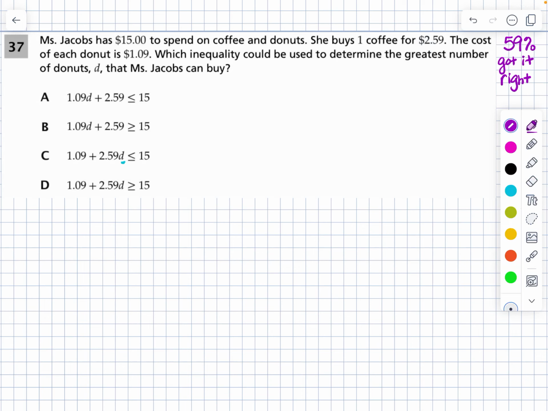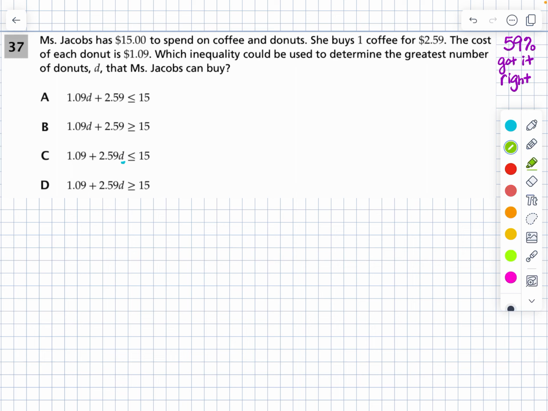Okay, number 37. Miss Jacobs has $15 to spend on coffee and donuts. She buys one coffee for $2.59. The cost of each donut is $1.09. Which inequality could be used to determine the greatest number of donuts, D, that Miss Jacobs can buy?